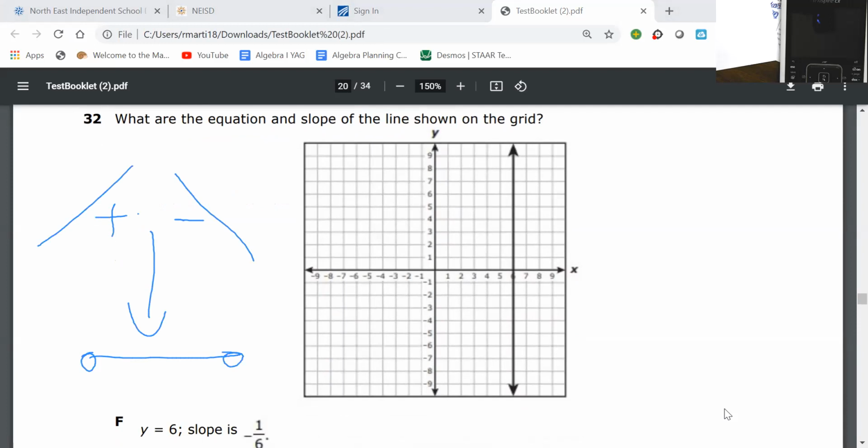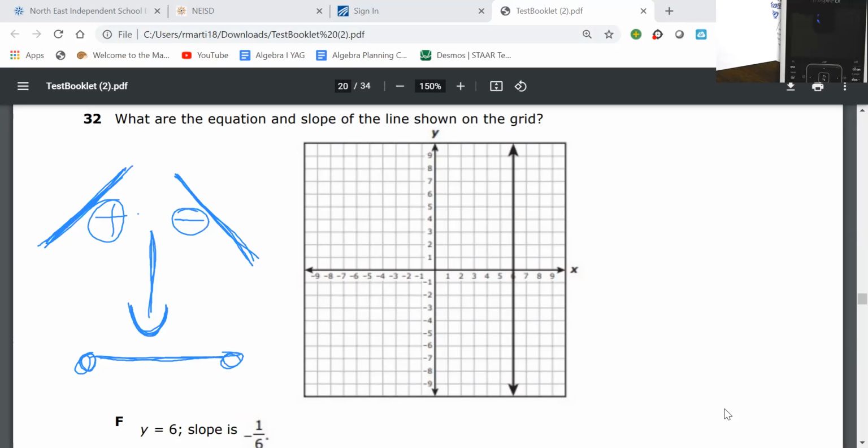Okay, if the line goes up and to the right, it's a positive slope. If it goes up and to the left, it's a negative slope. If it is a vertical line, it is undefined. That's this U here under it. If it's a horizontal line, these dimples represent zeros. It's a zero slope.